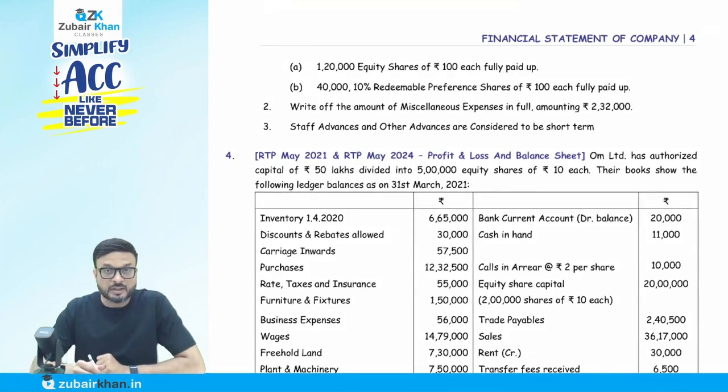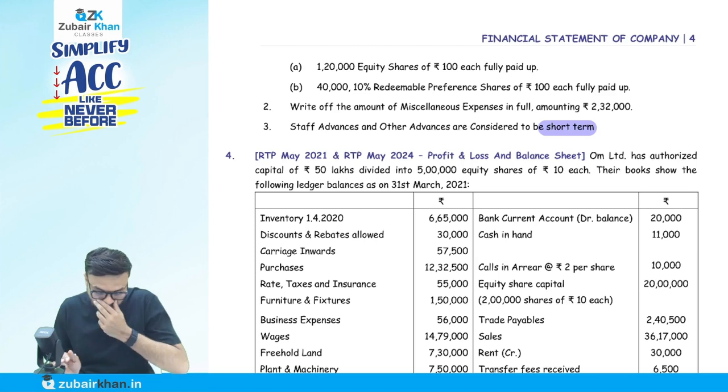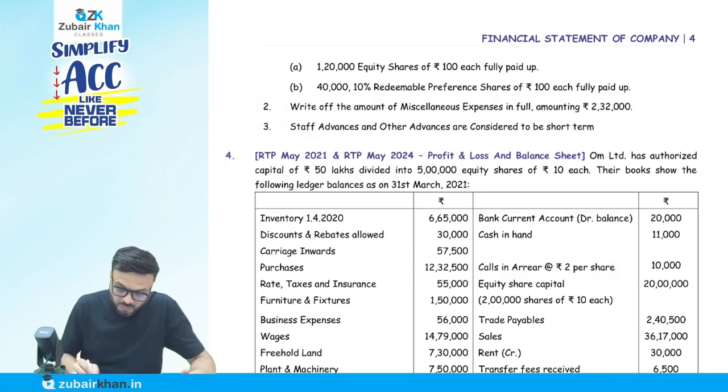up, 40,000 10% redeemable preference shares of rupees 100 each fully paid up, write off the amount of miscellaneous expenses in full amounting rupees 2,32,000, staff advances, other advances are considered as short term. Okay, so simple question, the new point here, basically this is a new point. Okay, I will discuss with you.